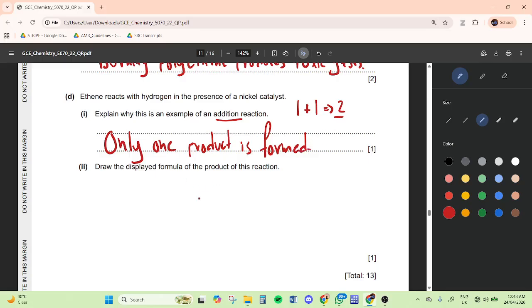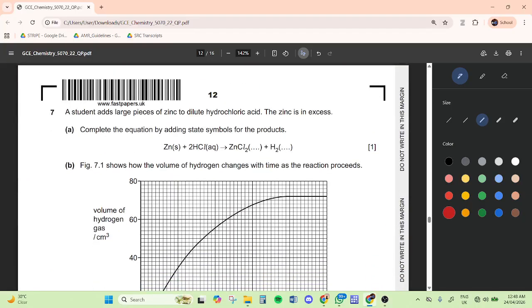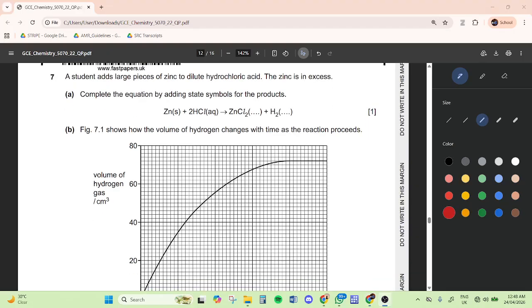Draw the displayed formula of the product of this reaction. So ethene reacts with hydrogen in the presence of a nickel catalyst, so you're going to get ethane. So this, that, this, that, like this. Again, incredibly simple. You guys have nothing to worry about. And there we go.